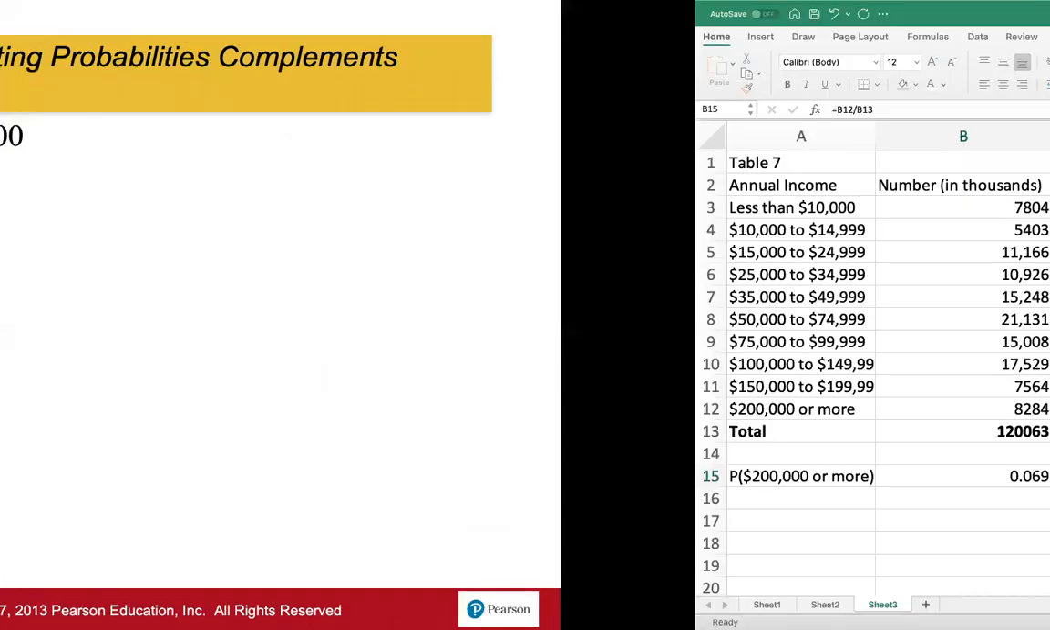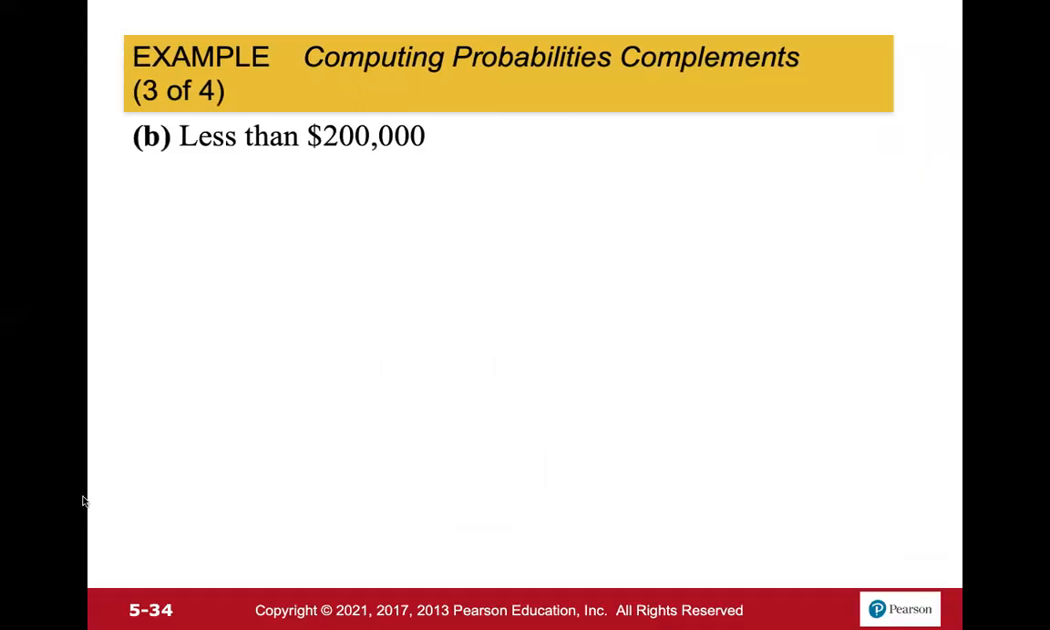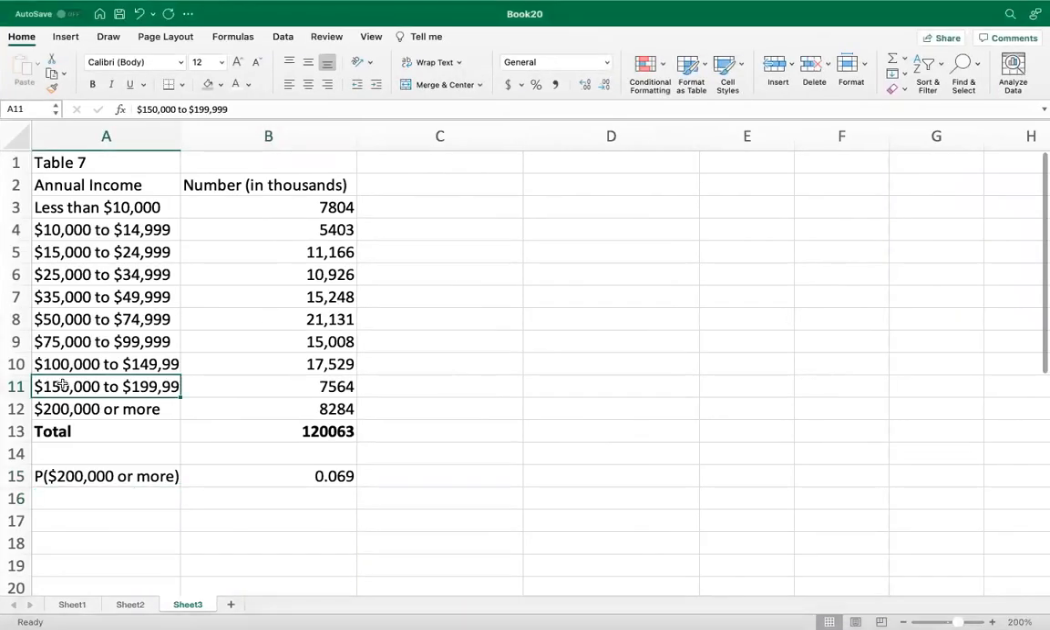So here we have our technology. We're able to add everything together, but let's see 2 different ways of completing this. So less than 200,000. So this one is 200,000. This one's 200,000. This one's 200,000. So all of these here are less than 200,000. So probability of 200,000 or more. Here would be less than 200,000.